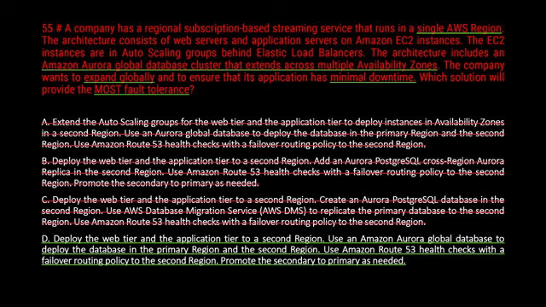And then use Amazon Route 53 health checks with a failover routing policy to the secondary region, promote the secondary to primary as needed, which is good. Okay, pretty much I think all the options are talking about using Route 53 to do that. So the answer is D.